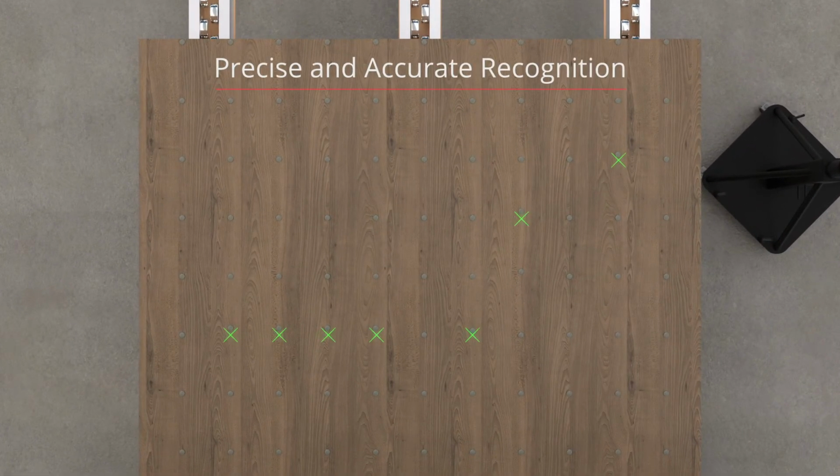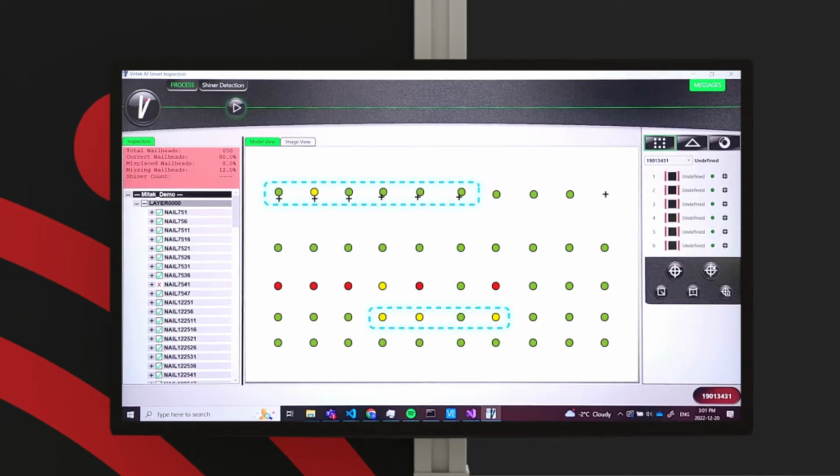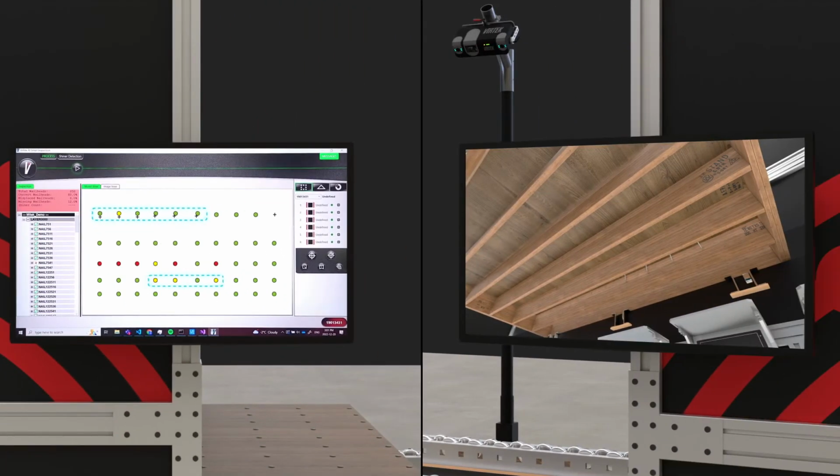Now, failures are projected onto the panel, allowing users to pinpoint the exact locations that require attention or rework. The screen shows failures with red dots, and when a nail is missing a head, it's indicated by a red dot below. Additionally, the system detects nails that have been missed, ensuring comprehensive inspection.